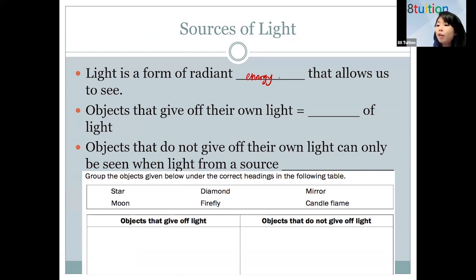Now, objects that give off their own light are known as what? Wait a minute. Objects that can give out their own light, what are they called? Yes, I'm asking you, can you answer the question? Objects that can give off, very good, okay? Now, objects that do not give off their own light can only be seen when light from a source shines on, reflects.